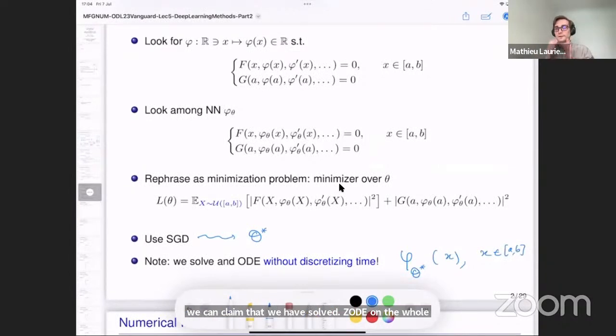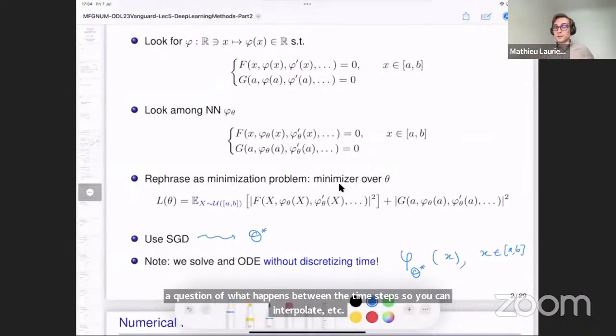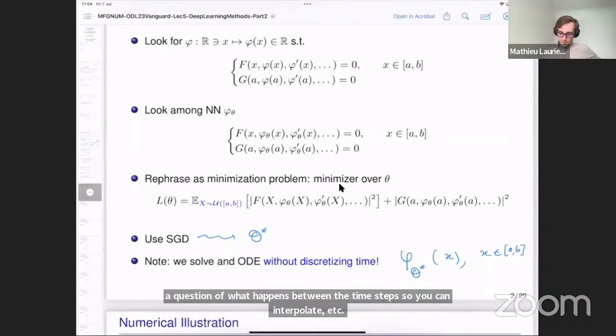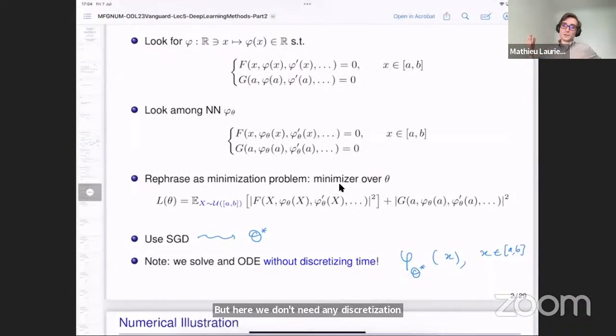Whereas when you discretize time, there is always a question of what happens between the time steps. So you can interpolate, etc. But here we don't need any discretization. And this will be an advantage in high dimension because discretizing high dimensional spaces means that you need a tremendous number of points, at least if you use a uniform grid. And so the hope is that using neural networks in this way for not just high dimensional ODEs, but even PDEs will help us because we don't need to discretize the space at all.